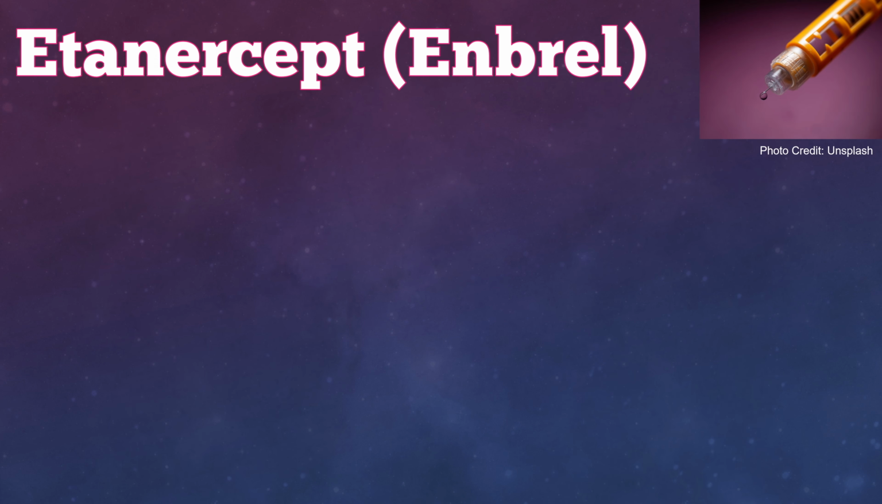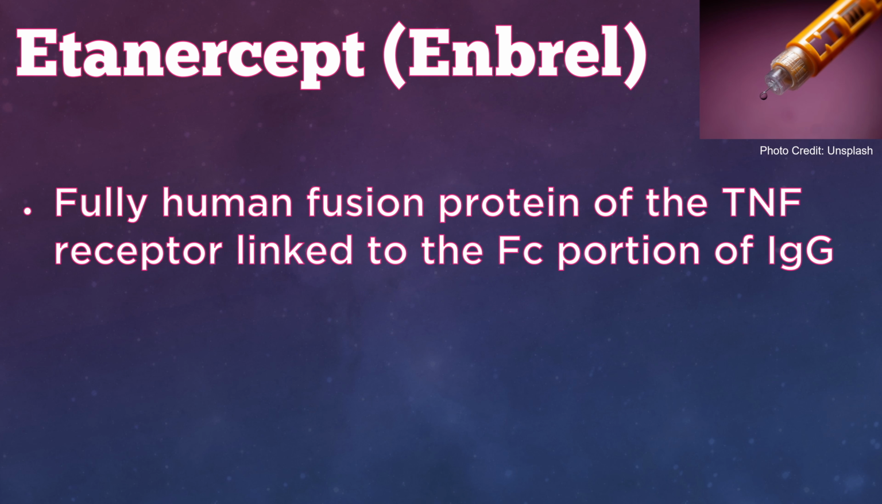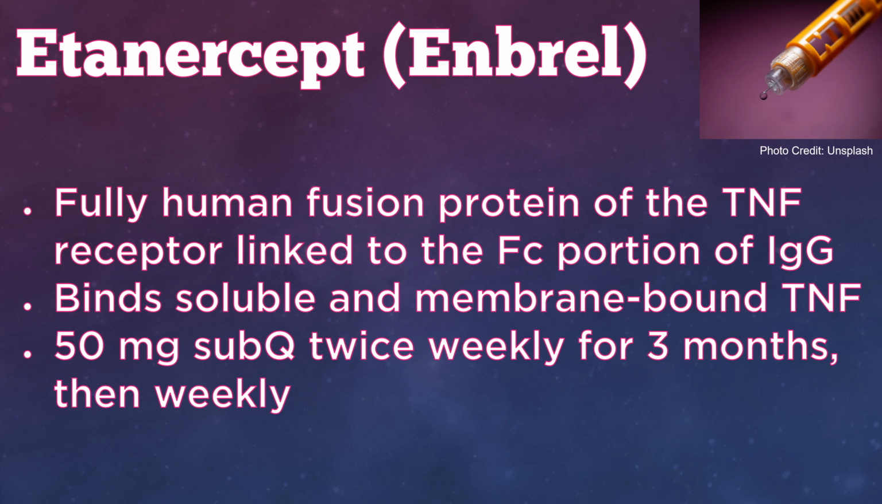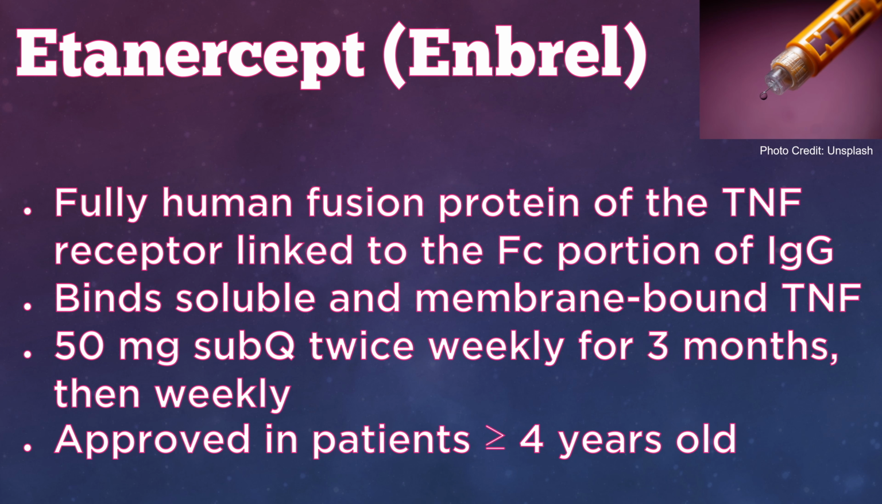The first TNF-alpha inhibitor that we'll discuss is etanercept, aka Enbrel, which is a fully human fusion protein of the TNF receptor linked to the Fc portion of IgG, which binds soluble and membrane-bound TNF. The sept of etanercept refers to the TNF receptor portion of this fusion protein. Etanercept is given as 50 mg sub-Q injections twice weekly for 3 months and then weekly after that. Etanercept is unique in that it is approved for kids with psoriasis greater than 4 years old.